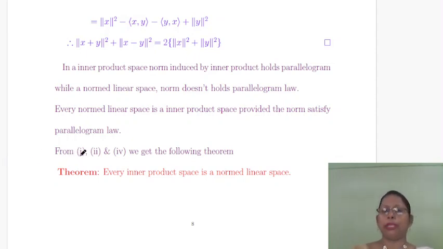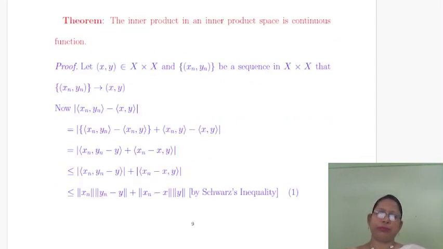From property 1, property 2 and property 4 we get the following theorem, that is, every inner product space is a normed linear space. I have already explained why every inner product space is a normed linear space. In the exam if you are asked this theorem, first define the inner product space, then define the norm, then prove property 1, 2 and 4. You will get the proof.